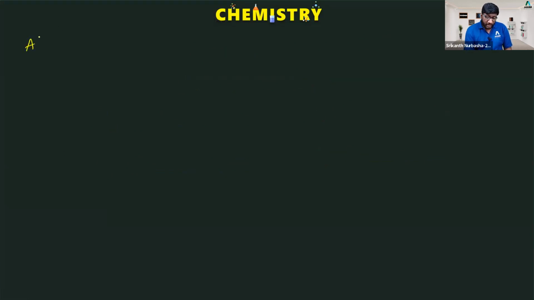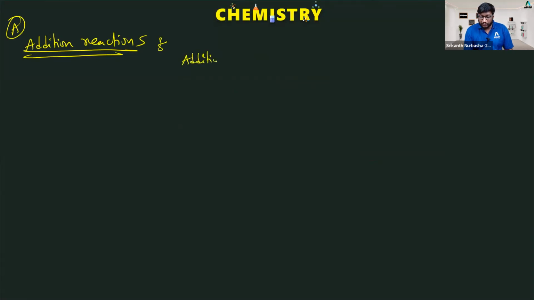So first type of reactions is addition reactions. Addition reactions are again classified into three types. Addition reactions means the reagent is going to be added. Substitution means it is substituted. Elimination means elimination will happen.